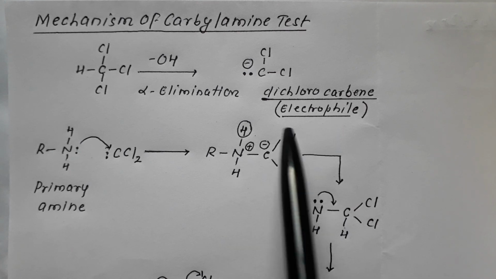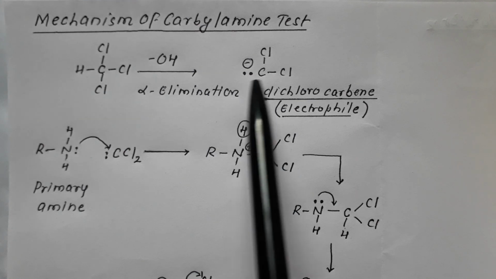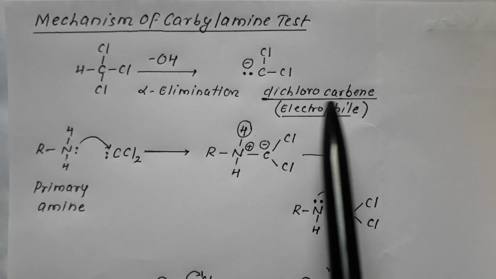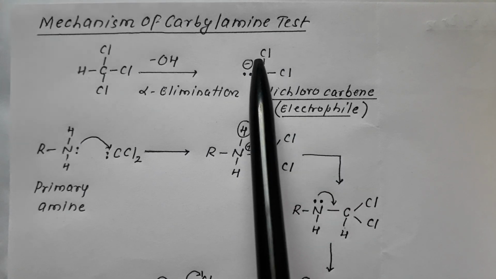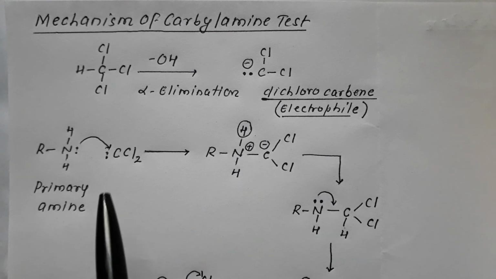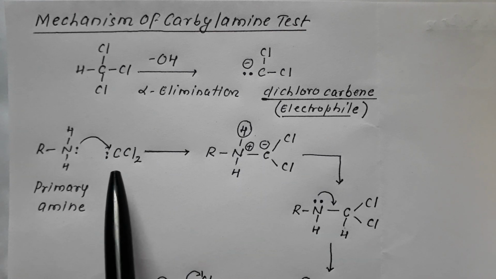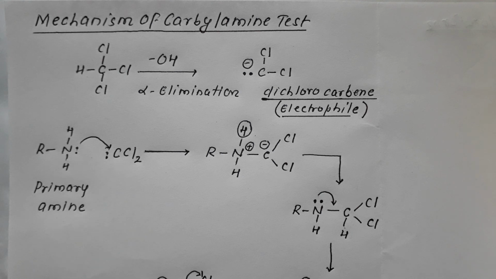This is the first step, conversion of chloroform into dichlorocarbene. The carbon having this negative charge is called a carbene, with 2 valency. So this is dichloro, termed as dichlorocarbene, which is an electrophile. Now this dichlorocarbene then reacts with the primary amine present.